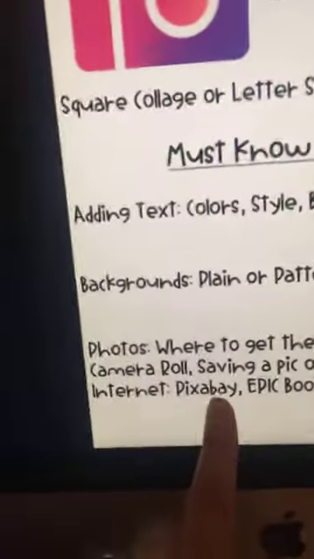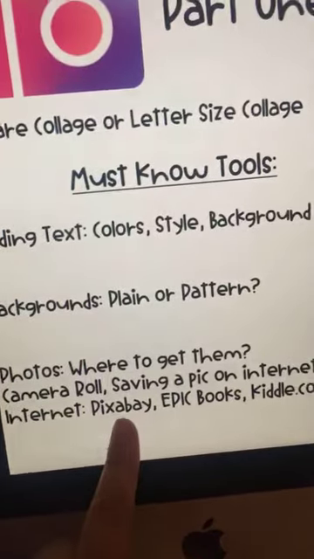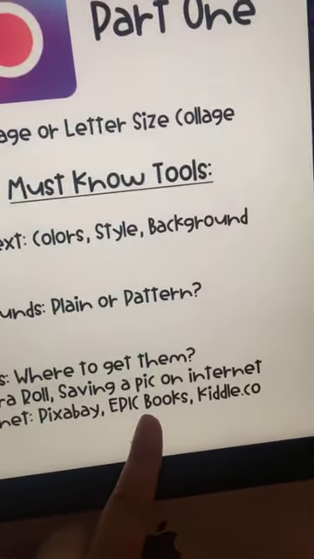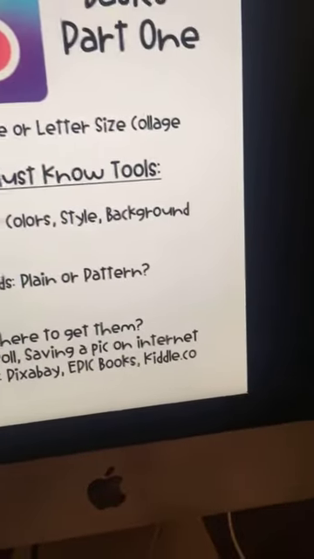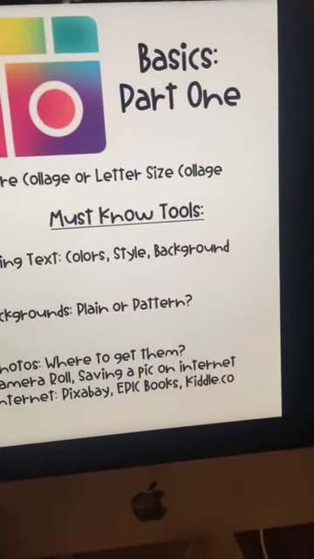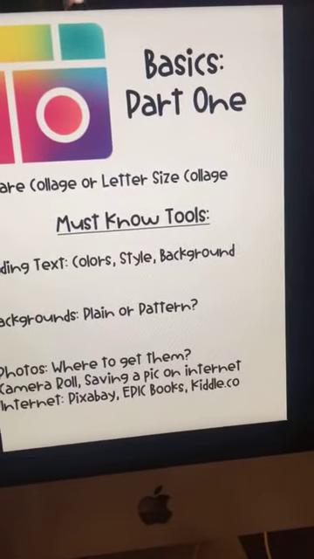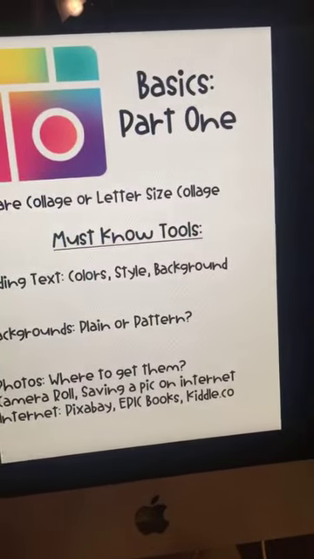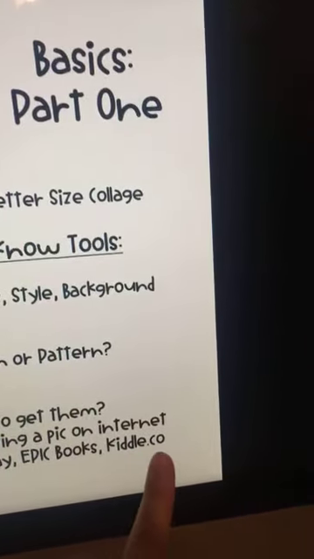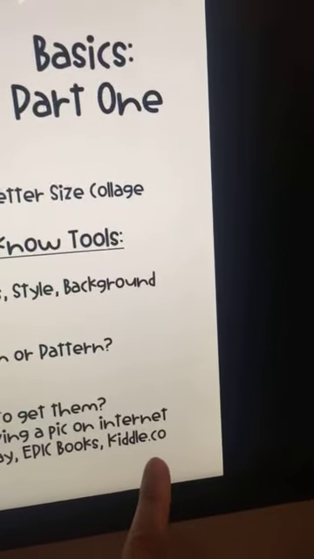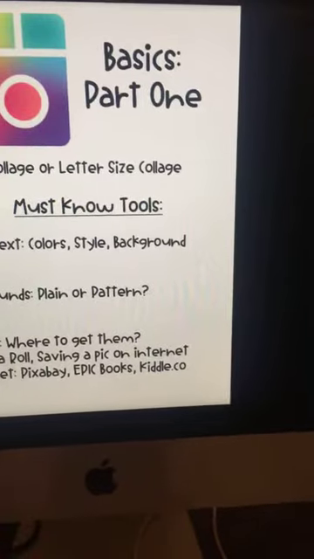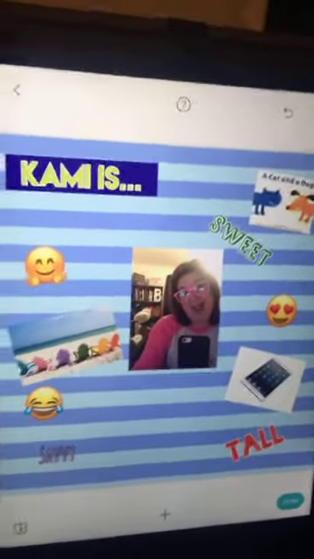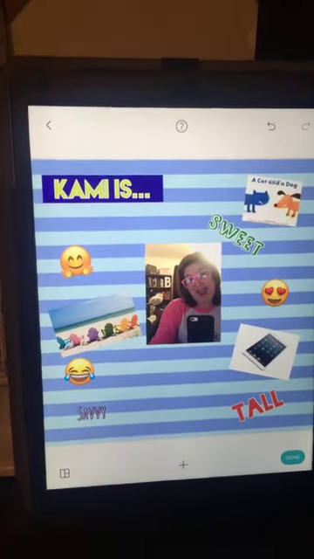But you can also use sites like Pixabay that has free pictures that you can use. If any of you use Epic Books for Kids, it is a wonderful way for you to introduce nonfiction to them. There's a ton of nonfiction books. They're adding more and more fictional books each day. And then Kiddle.co is a safe place for your kids to do an internet search for basic animals or anything that they're interested in. So that is what we did last night.